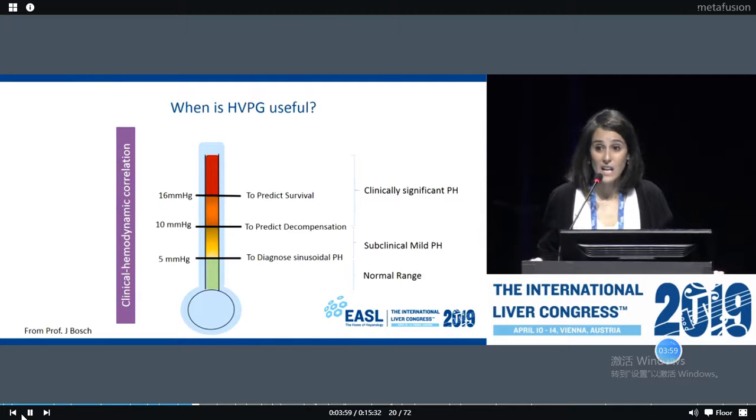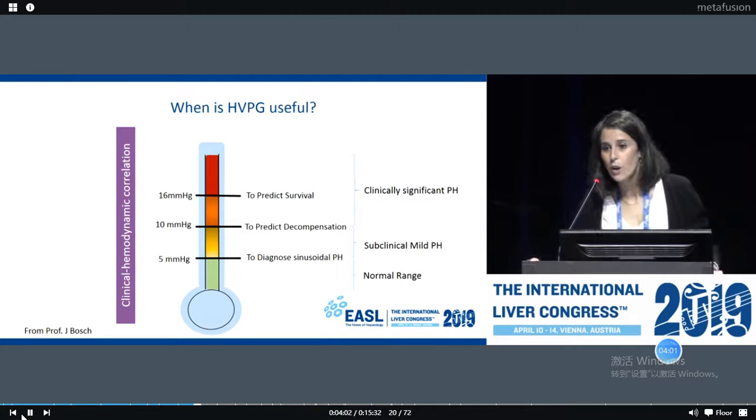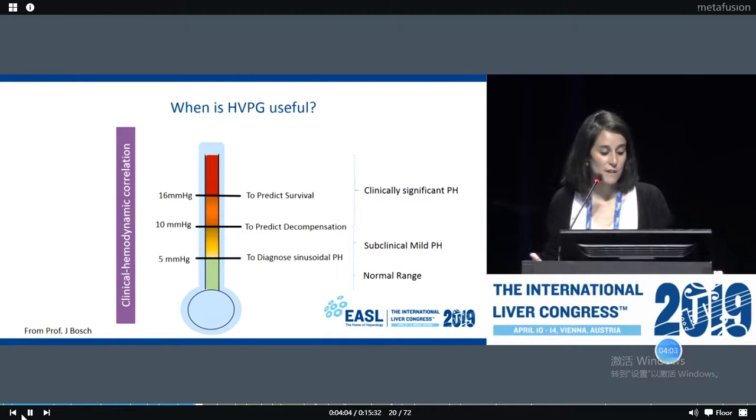So when is HVPG useful? We know that there is a very good correlation with the clinical outcome and cutoffs in the hemodynamic evaluation, and we can use HVPG to diagnose sinusoidal portal hypertension. We can predict decompensation and predict survival in a given patient.